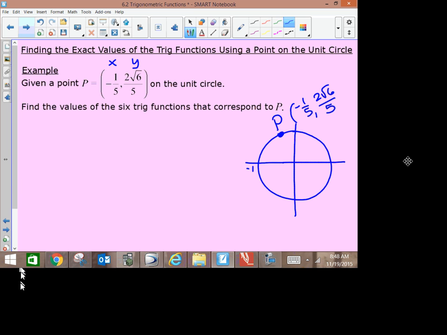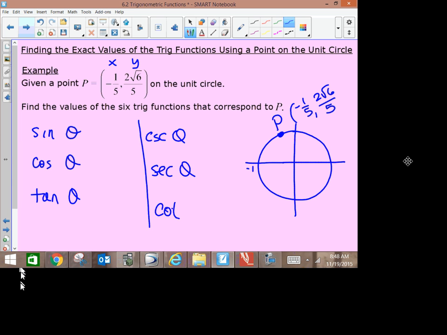X is negative, it goes left. Okay, so here we go. Sine theta, cosine theta, tangent theta. Right beside it, we have cosecant, secant, and cotangent.